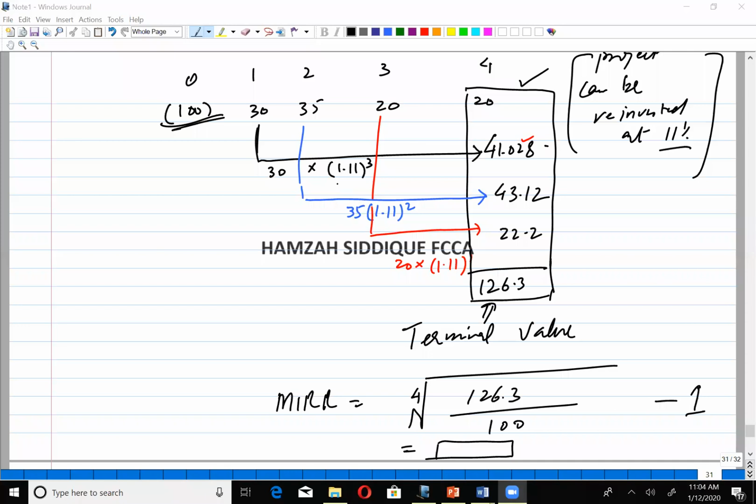No, this is not the answer. Yes, 6.02%, this is the answer. Exactly, in percentage, 6.02%. This is the MIRR, the modified internal rate of return.